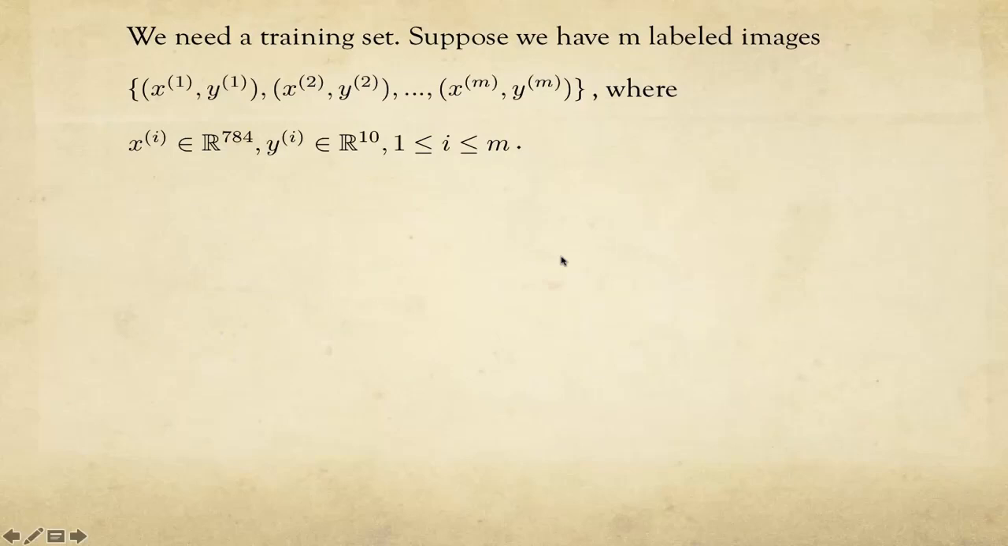So we need a training set so that our computer can learn from data. Suppose that we have m labeled images. Labeled images means that we have the pixel values, given by x superscript 1, x superscript 2, etc., and then y superscript 1, etc. will be the label that corresponds to each image. We need to have the pixel values and their labels so that computers can learn from this data. Again, the x vectors are in R^784 and the y vectors are in R^10.